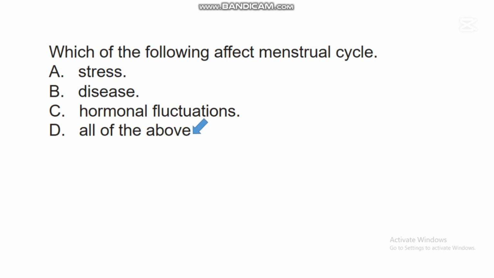Disease can also affect menstrual flow negatively, and studies have shown that hormonal fluctuation, or hormones, play a great role in the menstrual cycle. As the hormone levels are changing in the body, these changing hormones will be affecting menstrual flow in women. All these things are factors that affect the menstrual cycle.